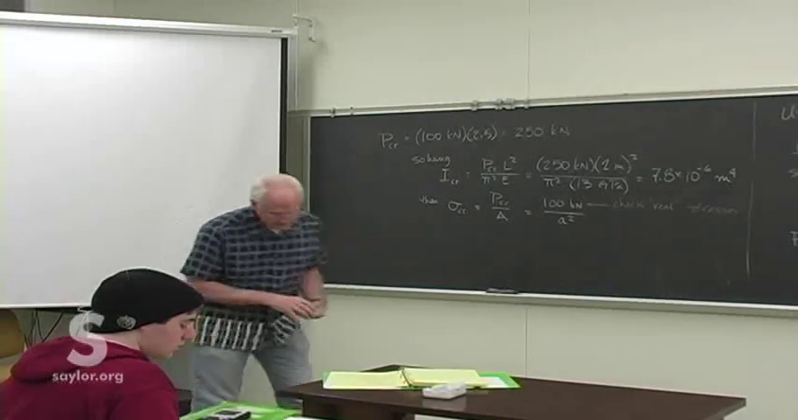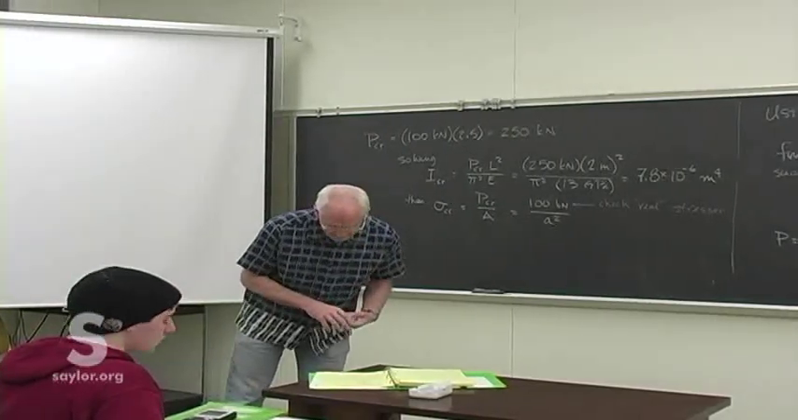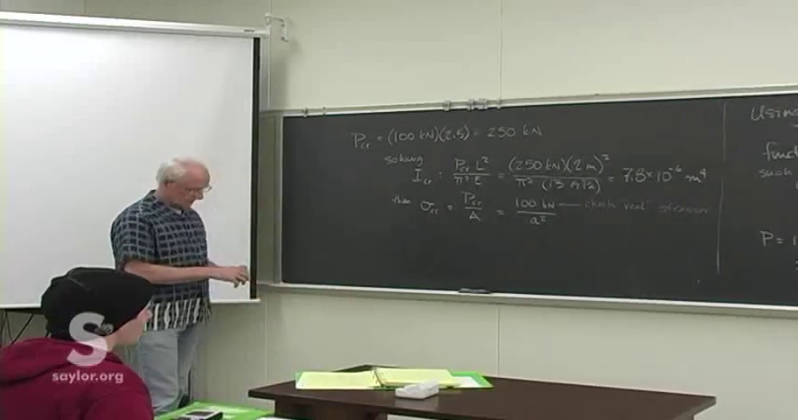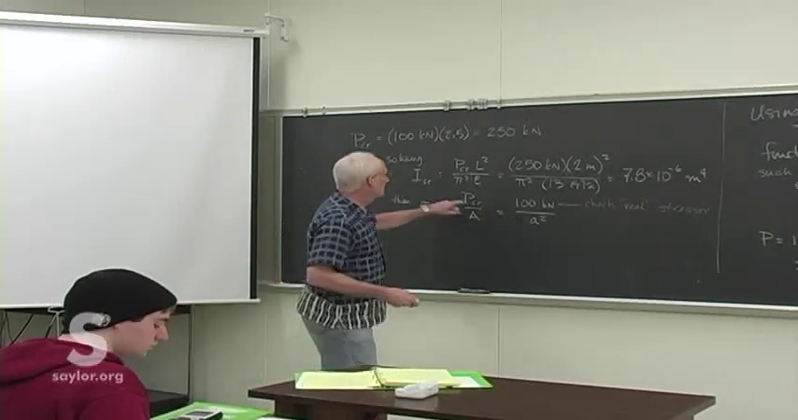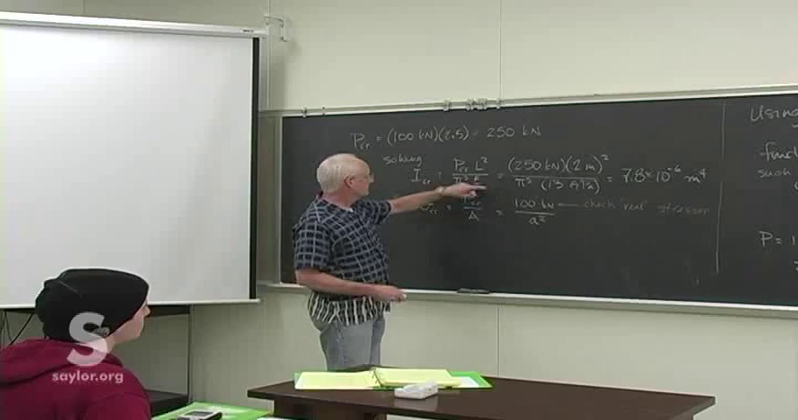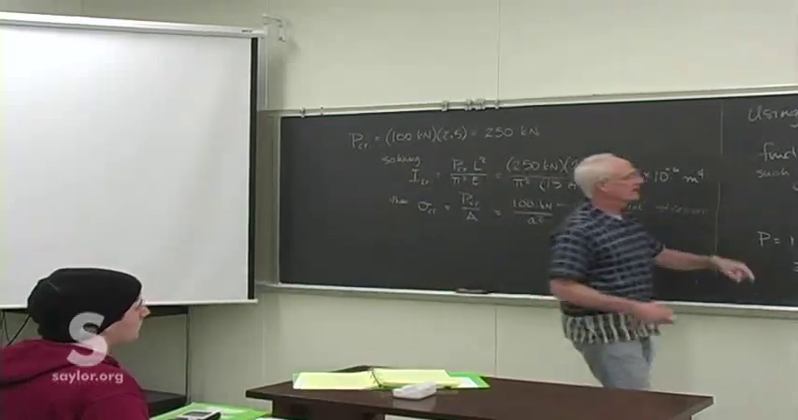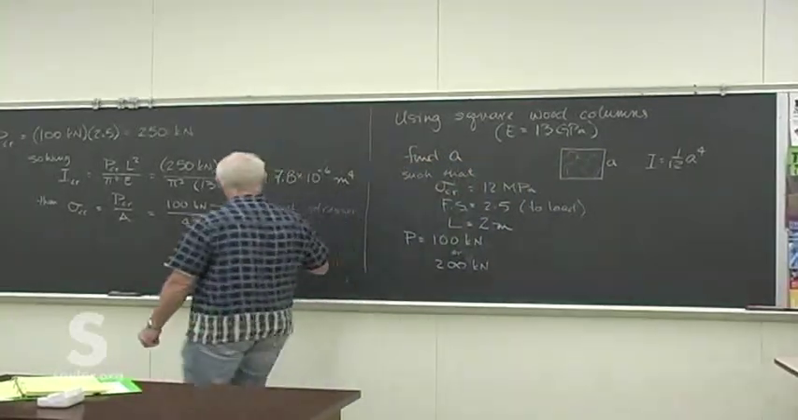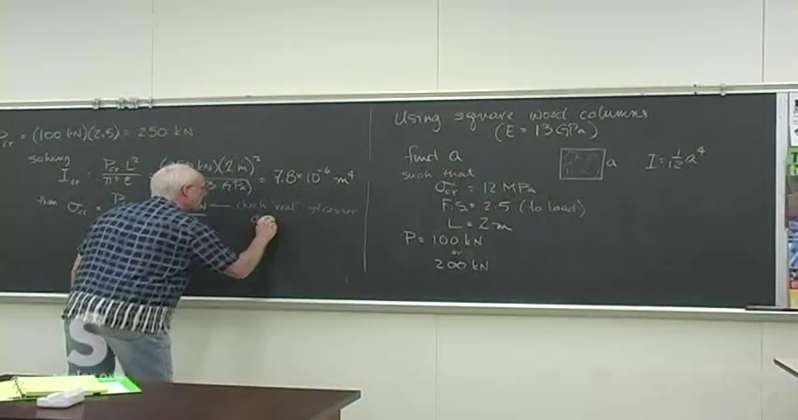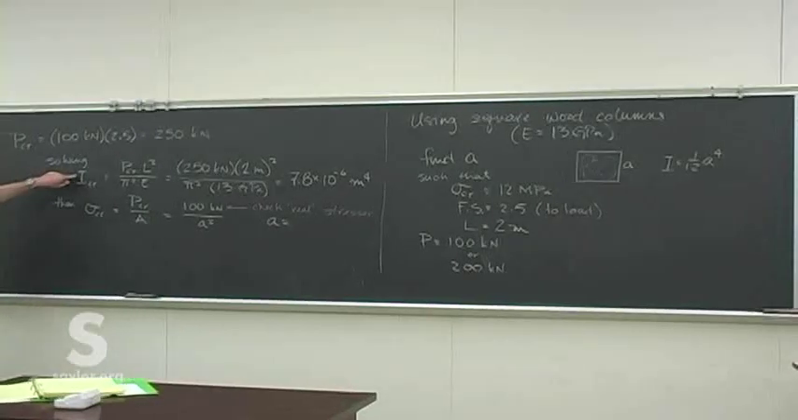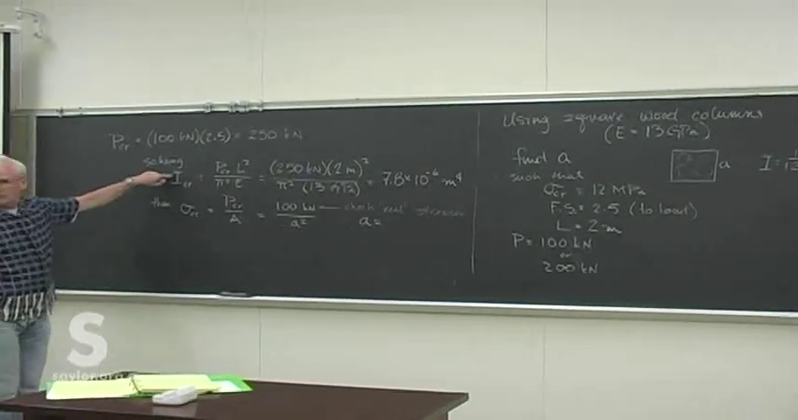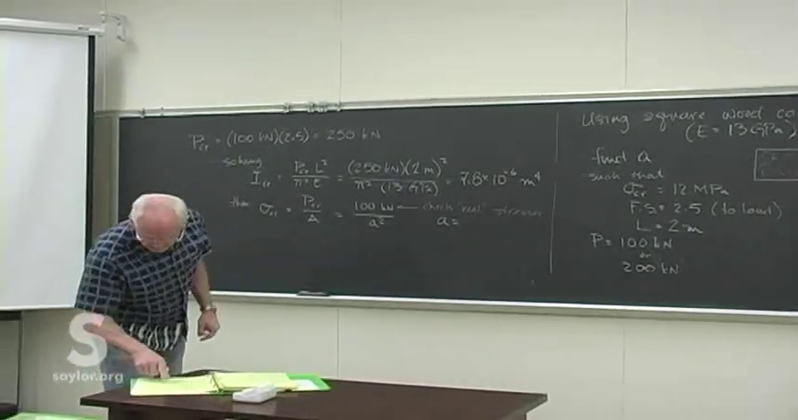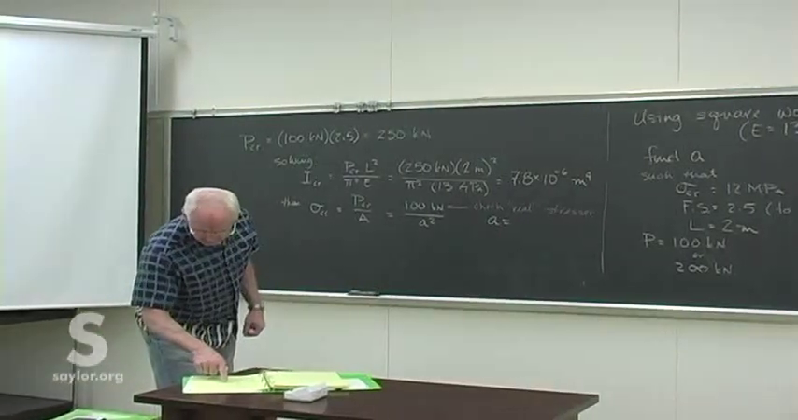2.1 what? You know what I got? What'd you get for the dimension A? I got... where is it? We don't have it here. 0.9834. Using this, then backing A out of it, you got 0.98. Is that meters? Whatever, a lot of meters.